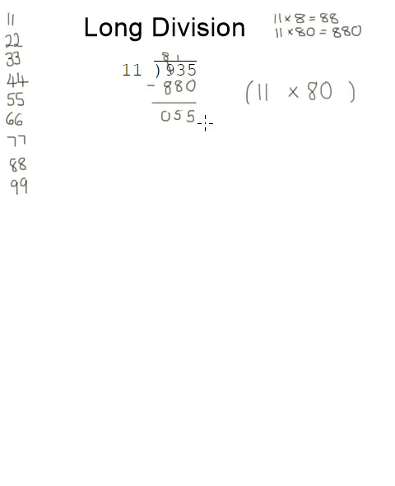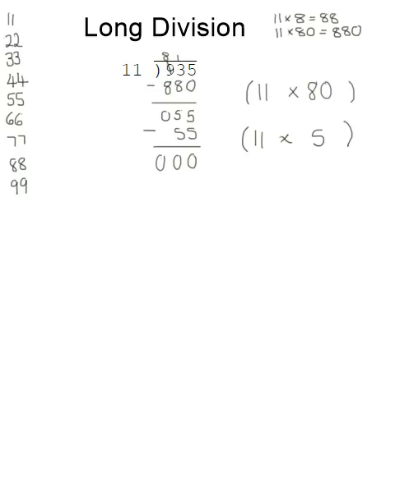Brilliant. Now I need to get this to 0 somehow. So I have to do another bracket next to it. And I'm going to do 11 times by what can I take away from 55? Hopefully you can see here that if I did 11 times by 5, that gives me 55. And when I take those away, 5 take 5 is 0, 5 take 5 again is 0, and then we're left with 0, 0, 0.